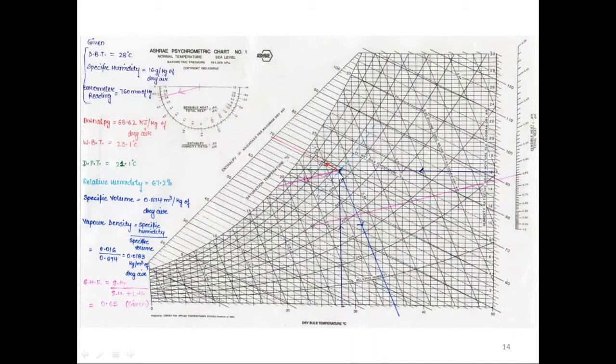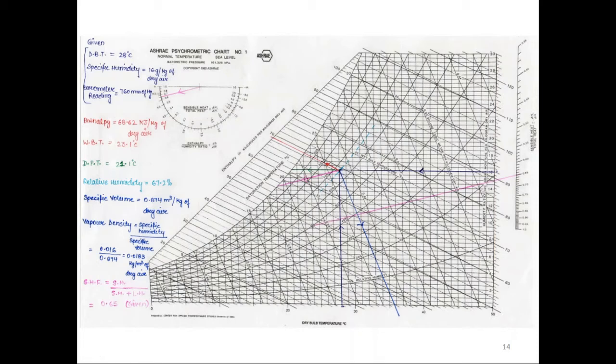Next, specific humidity is 16 gram per kg of dry air. Here it is written that specific humidity is in gram per kg of dry air. So 2, 4, 6, 8, 10, 12, 14, 16. So here we have 16 gram per kg of dry air. From here you draw a horizontal line towards the left. Both these lines, the dry bulb temperature line and the specific humidity line, will cut at a point. This point is our required point or given point.